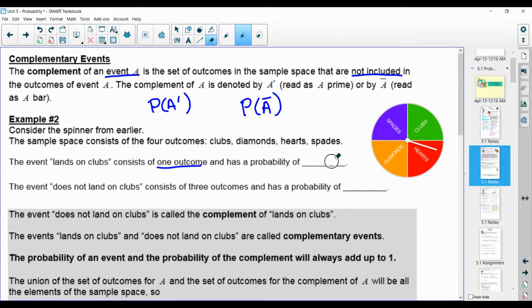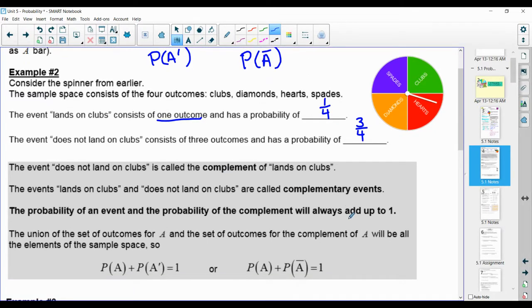Now, if we want to consider all of the possible ways that we don't get clubs, if we count up those sections, we would have 3 out of 4, because there are 3 sections that are not clubs out of a possible 4 sections. So the 1 out of 4 and the 3 out of 4 are complements to each other. Landing on clubs and not landing on clubs are complementary events. We say that one is the complement of the other, and we can also describe them as complementary events. It's important to note that the probability of an event and the probability of its complement will always add up to 1.